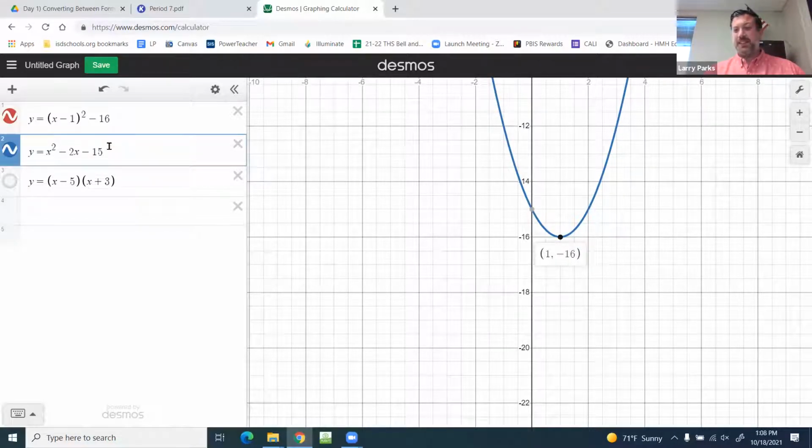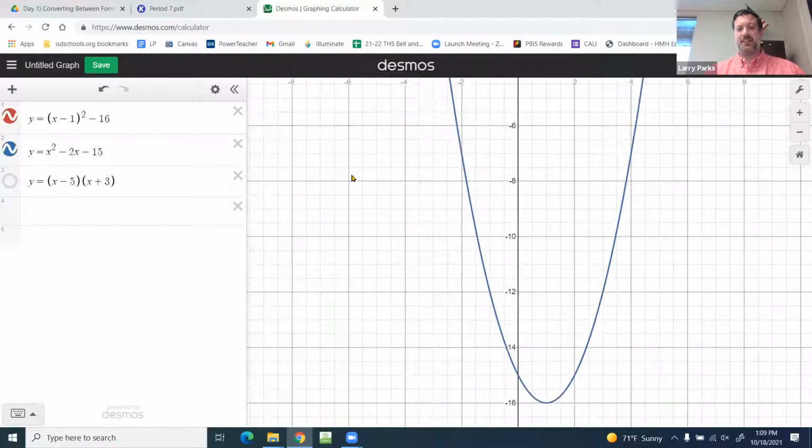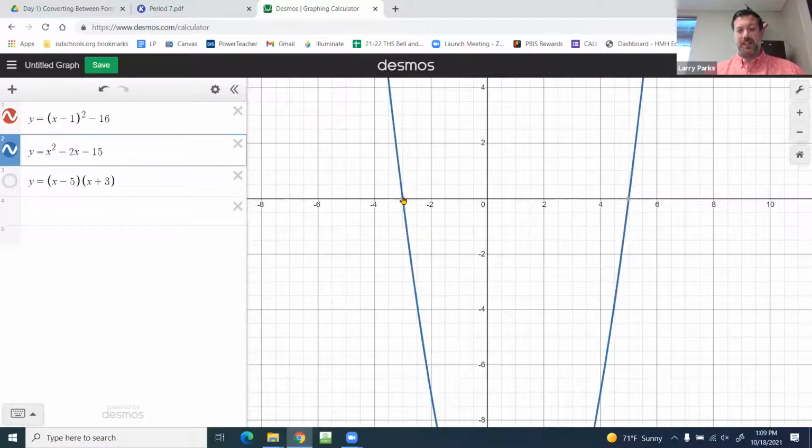The second one tells me the y-intercept, negative 15, right there. That's vertex form, that's standard form. And then intercept form tells me the x-intercepts, 5 and negative 3. And look at this, negative 3 and 5. So they're all very useful, and they tell us different pieces of information.